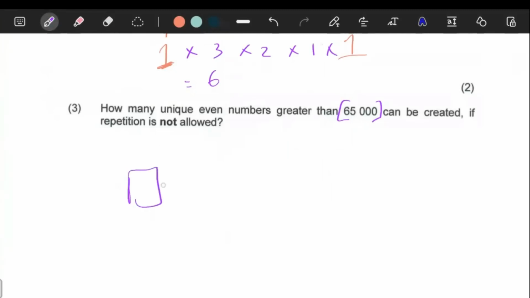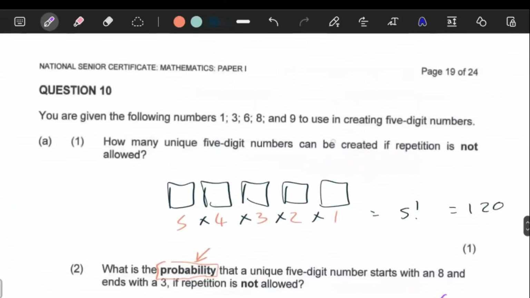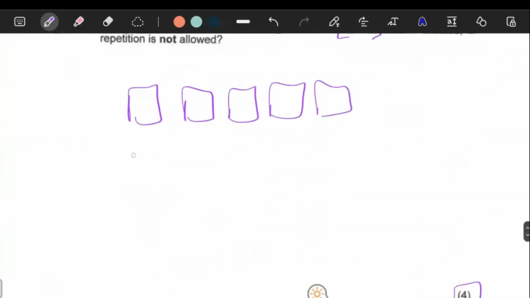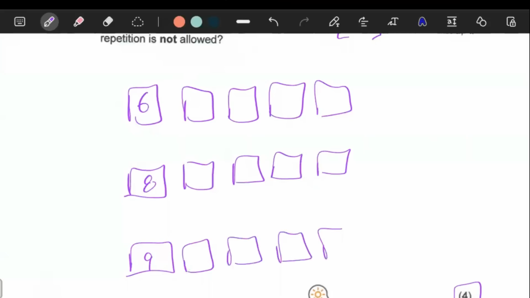Actually, there are 5 slots to put values, right? They're asking how many unique numbers are going to be greater than 65,000. Remember, if numbers are going to be greater than 65,000, they can only start with a 6, an 8, or a 9. So you make provision for that: numbers that start with a 6, numbers that start with an 8, and numbers that start with a 9. Visualize it, 3 sets of numbers. You work out how many you get for each of these, and then you add them up.